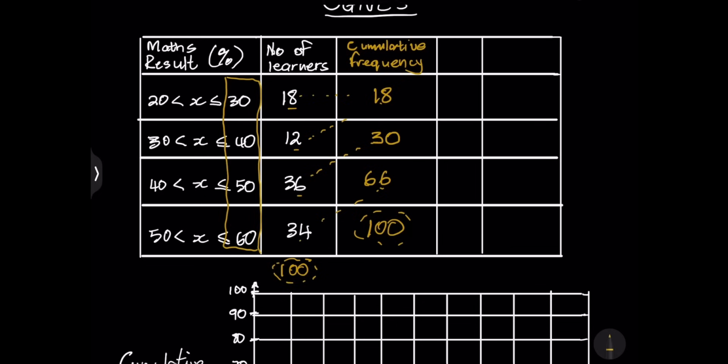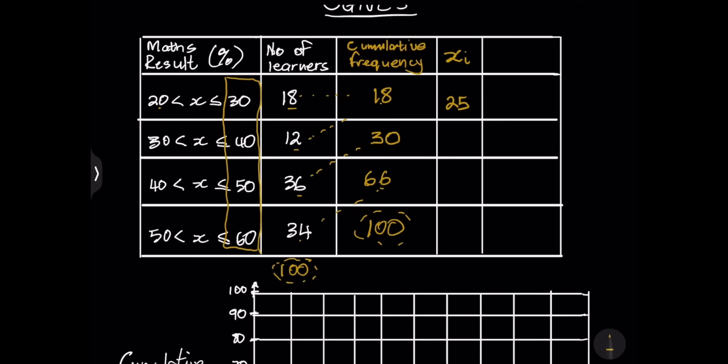Right, now because we also are going to calculate the mean of the data, and I'm going to show you later on how to calculate the mean, we're going to need the midpoint. So let me just calculate the midpoint whilst I'm at it. The midpoint between 20 and 30, what's the middle value there? That would be 25.